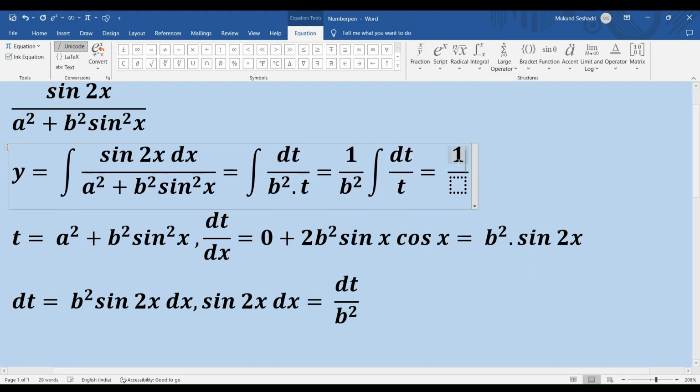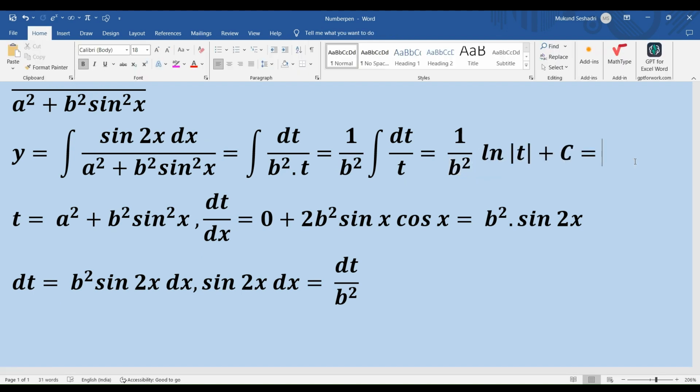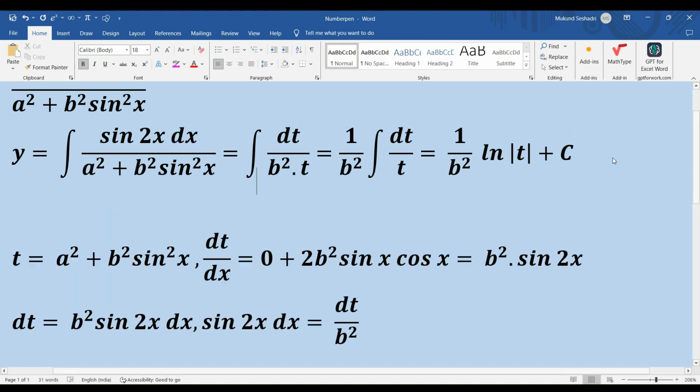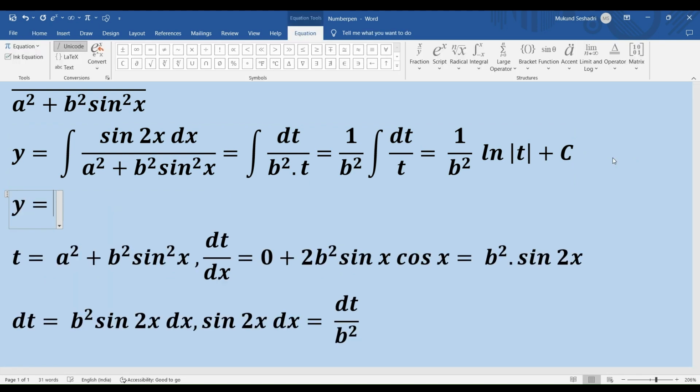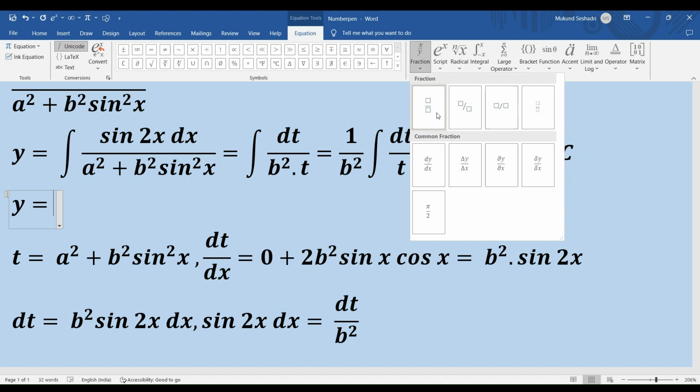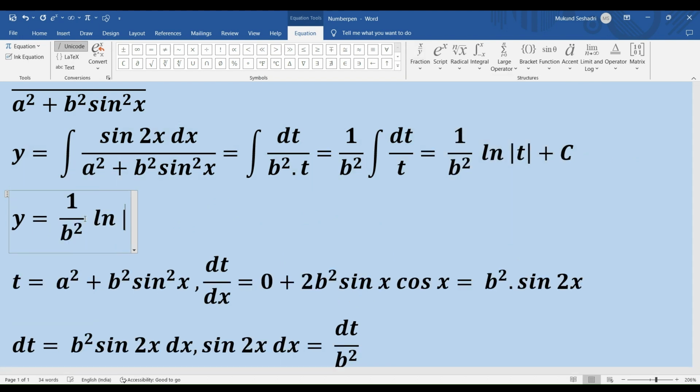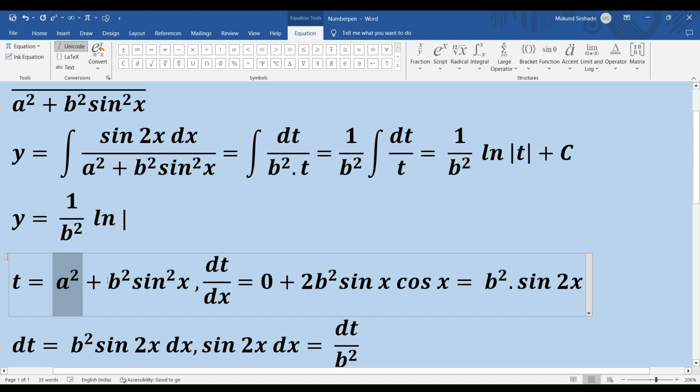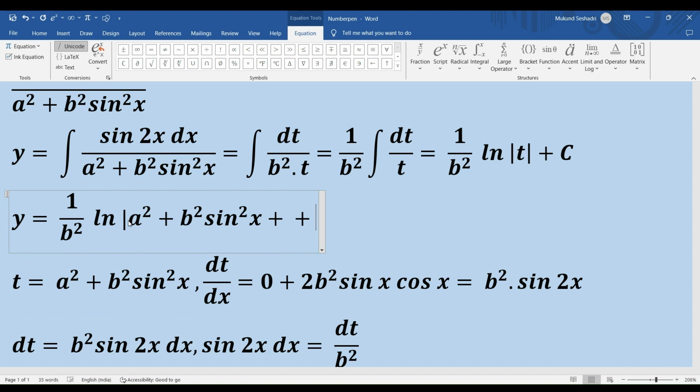I have solved this particular problem now, but then I cannot leave my final answer in the form of t. I'll have to rewrite everything in the form of x, right? I know that my t is equal to a square plus b square sin square x. That's the original substitution I made. So let's go to the next line and write our final answer in terms of x, right? So my y will be equal to 1 by b square times ln of mod of a square plus b square sin square x, plus c, right? There we are. So let me highlight my final answer in pink.